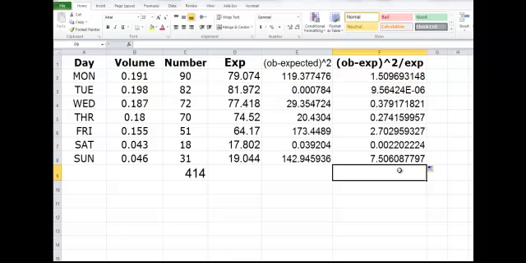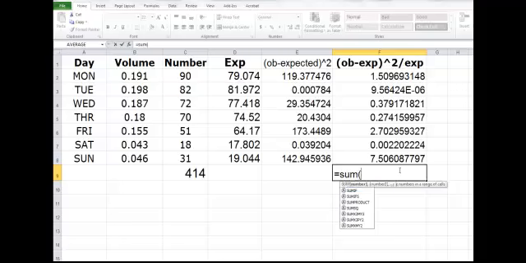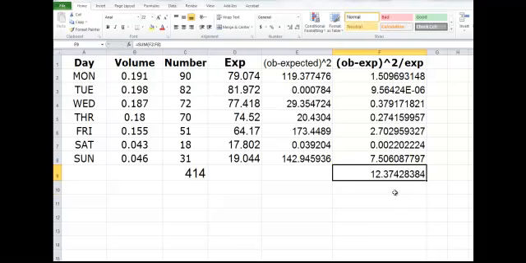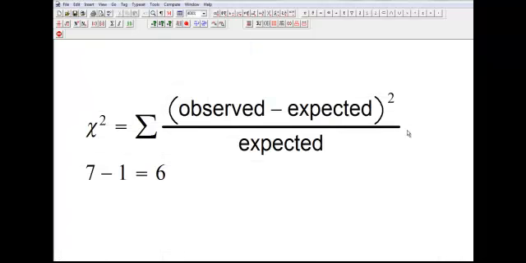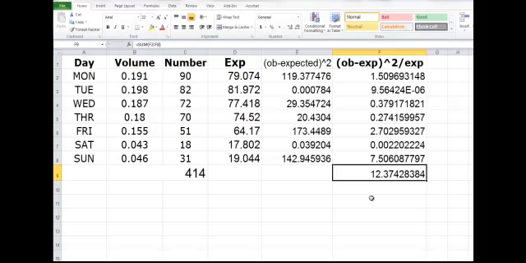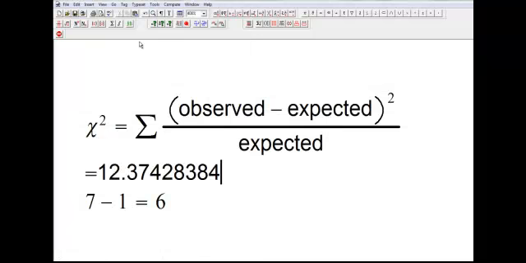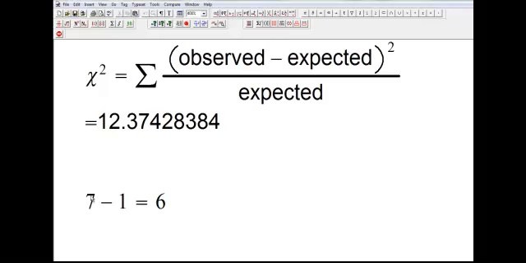Now let's add them all up. What do we get? 12.37 as our chi-square statistic, right? The degrees of freedom is 6. Now we want to get the p-value, that is, the tail area after 12.37 at 6 degrees of freedom.